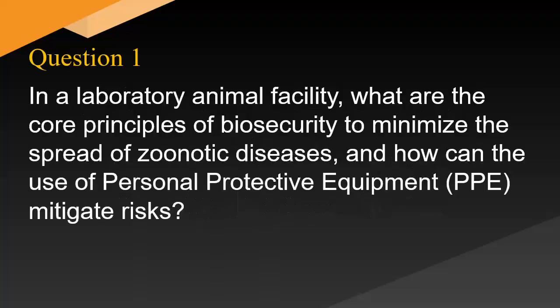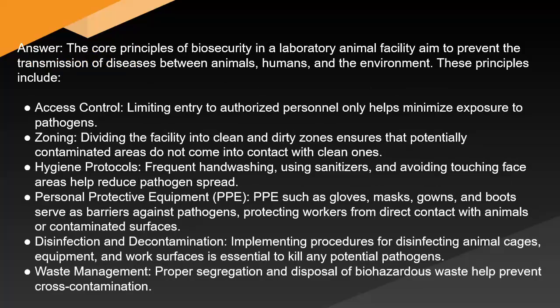Eco-laboratory animal facility. What are the core principles of biosecurity to minimize the spread of zoonotic diseases, and how can the use of personal protective equipment (PPE) mitigate risks? Answer. The core principles of biosecurity in a laboratory animal facility aim to prevent the transmission of diseases between animals, humans, and the environment. These principles include access control.